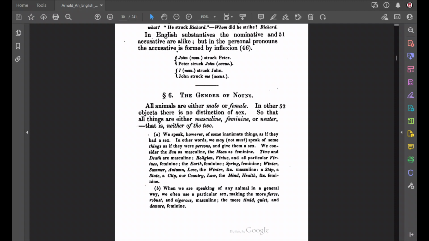Religion, virtue, and all particular virtues are usually considered to be feminine when they're personified, when they're thought of as persons. So if an artist wants to create a painting and he wants to paint an image of virtue, he'll usually paint her as a woman. The earth is usually thought of as being feminine. You know the phrase Mother Earth. We may think of the earth as being a mother who provides for her children. We think of the earth as feminine.